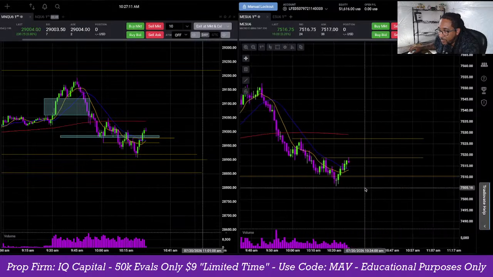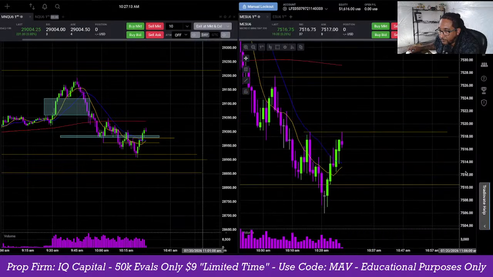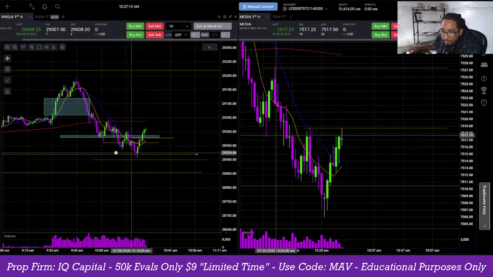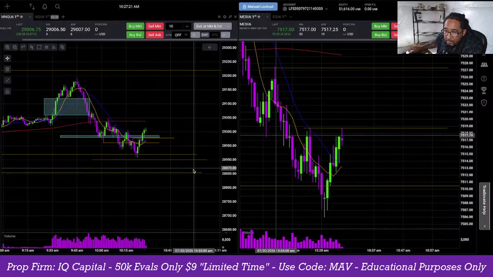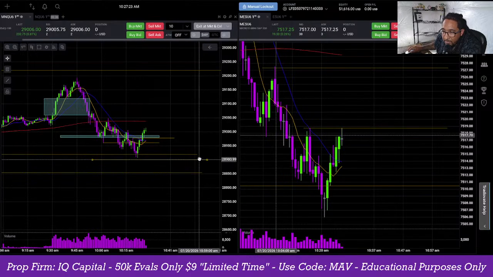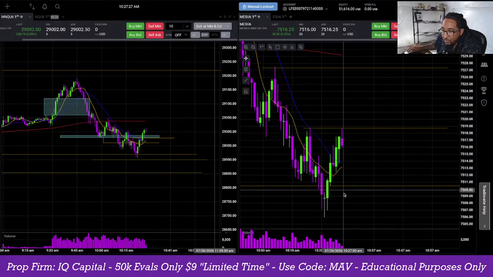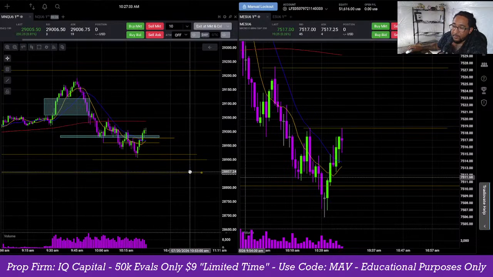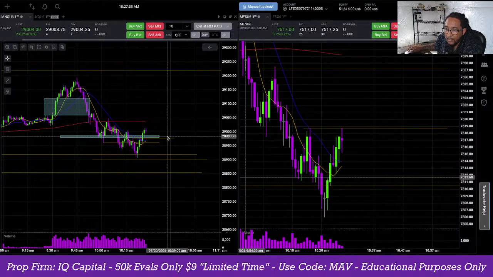ES swept those lows here, and now we're starting to test these highs. We got a wick above these highs. This is our midnight open on NQ. ES swept these lows here. NQ failed to sweep these lows, and now we're continuing higher.